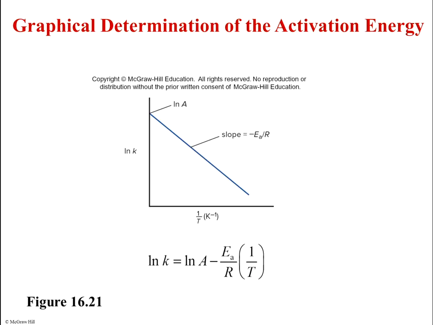So if we take that equation, that tells us that if we plot the natural log of the measured rate constants as a function of 1 over temperature, the intercept, the y-intercept, will be the natural log of the pre-exponential factor, and the slope of the line will be minus E sub A over R.